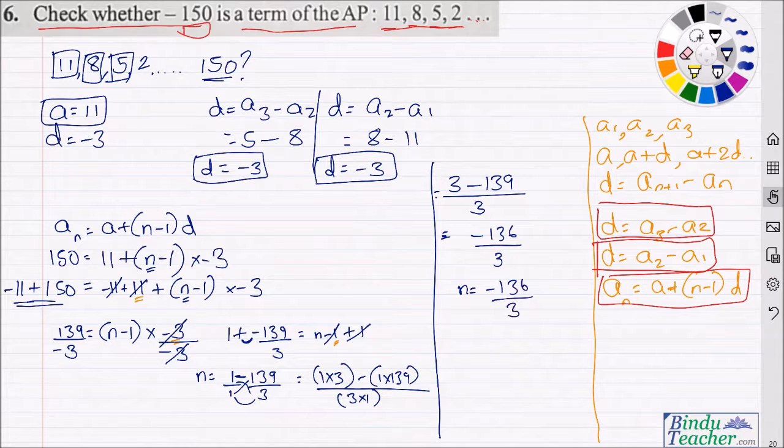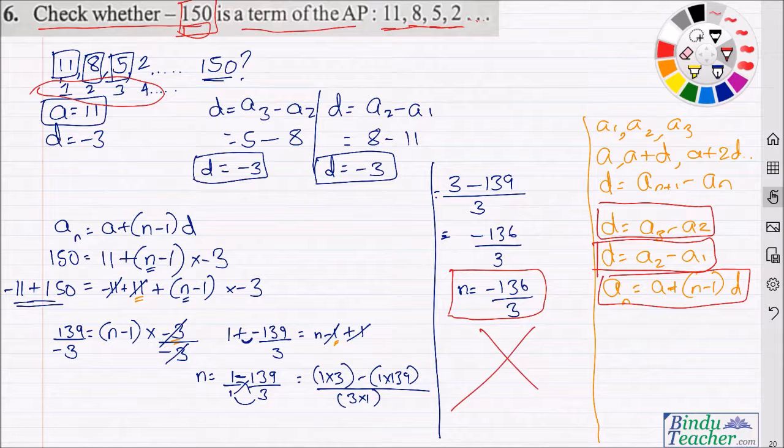In an arithmetic progression, we always get the n term as 1, 2, 3, 4, and so on, right? If you see the numbers 1, 2, 3, 4, they are whole numbers. They are not of the form fraction. But if you see the result that we got, it clearly is a fraction. So this is not possible. So this goes to say that the number 150 is not a term of this arithmetic progression.